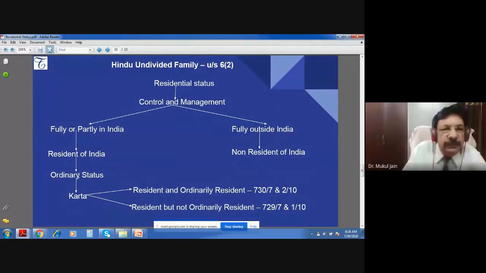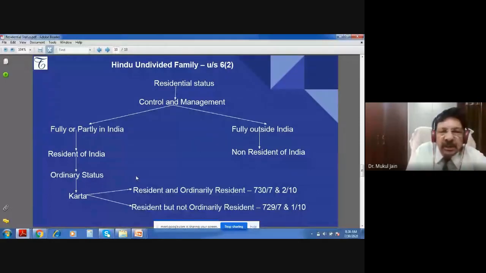Now, to determine whether the control is in India, it depends on the Karta only. Karta, that is the head of the family. As I told you, a male member who is a married member can be a Karta. Only in exceptional circumstances, as I told you, a woman can be a Karta, when there is no major male member left in the family. Then a woman can also be a Karta now, according to the new rules.